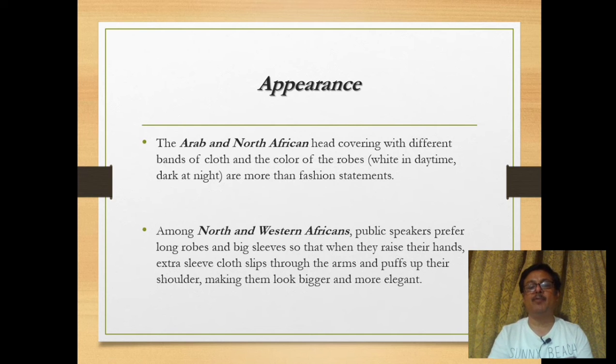Among North and Western Africans, public speakers prefer long robes and big sleeves so that when they raise their hands, extra sleeve cloth slips through the arms and puffs up their shoulders, making them look bigger and more elegant.